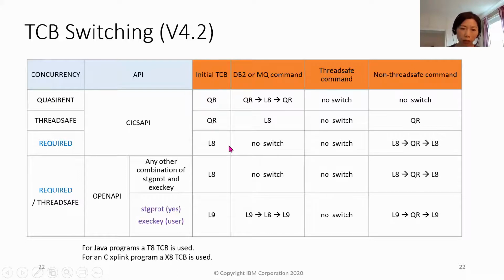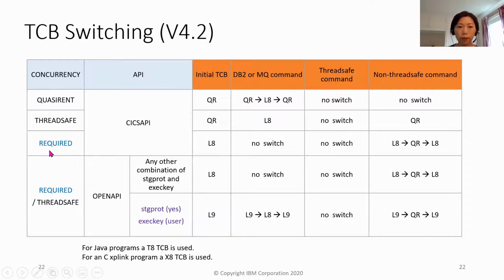Each CICS region will have multiple open TCBs, but we have only one QR TCB. So that's why I would like the work to run on multiple parallel open TCBs instead of being congested into one QR TCB. With a thread-safe configuration, you can run that kind of application, starting it on the L8 or L9 TCB, and if it encounters a DB2 or MQ command, it can still stay on the L8 TCB.